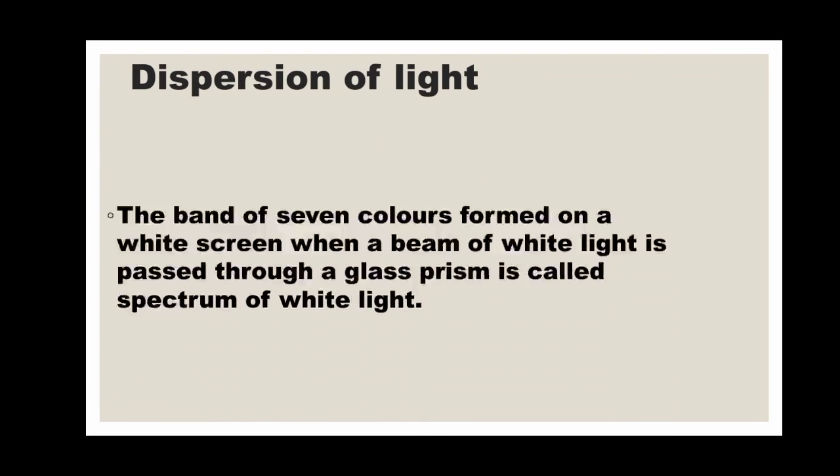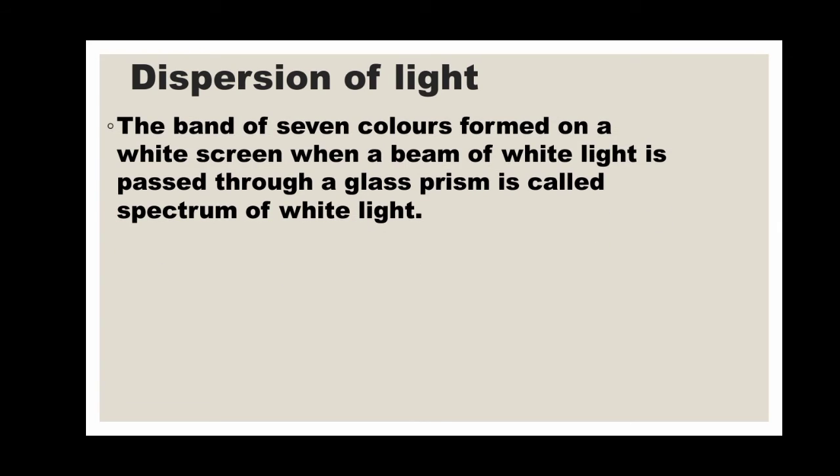Dispersion of light. In the year 1665, Newton discovered by his experiment with glass prisms that white light consists of a mixture of 7 colors. By saying that white light is a mixture of 7 colors, we mean that white light is a mixture of 7 colors. Newton found that if a beam of white light is passed through a triangular glass prism, the white light splits into form a band of 7 colors on a white screen.